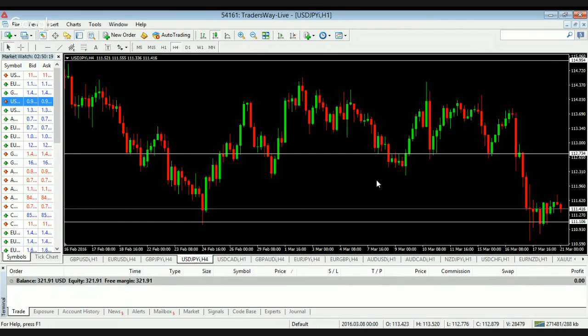Let's say you wanted to enter a trade around here. Boom, market price came back up, exploded. You wait for the next candle. You see it's going on a bullish run. You get in around here.